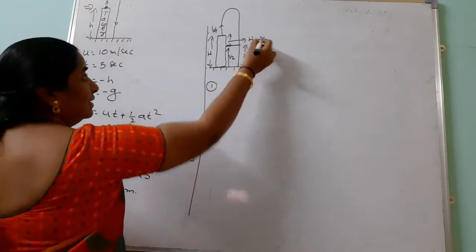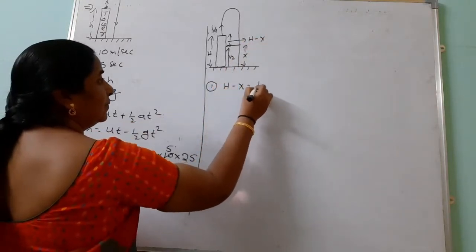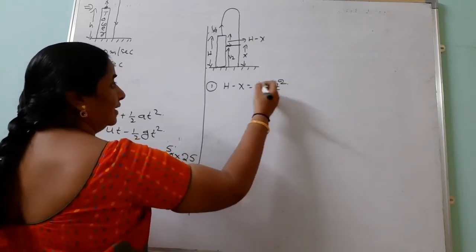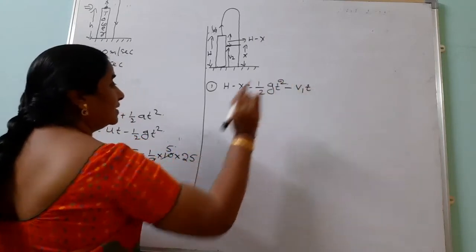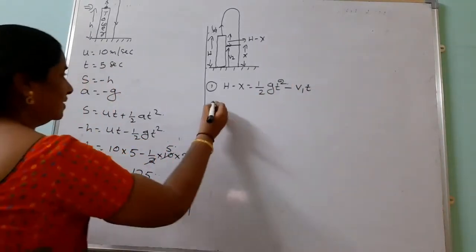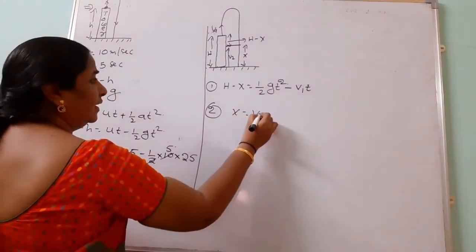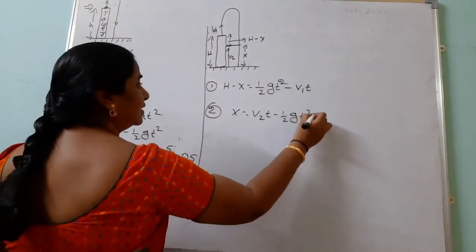But the distance is how much here? h minus x equals half gt square. For removing that minus, we can take this minus v1 into t. In both the cases, timings are same. Second one, we are taking x equals v2t minus half into g into t square.